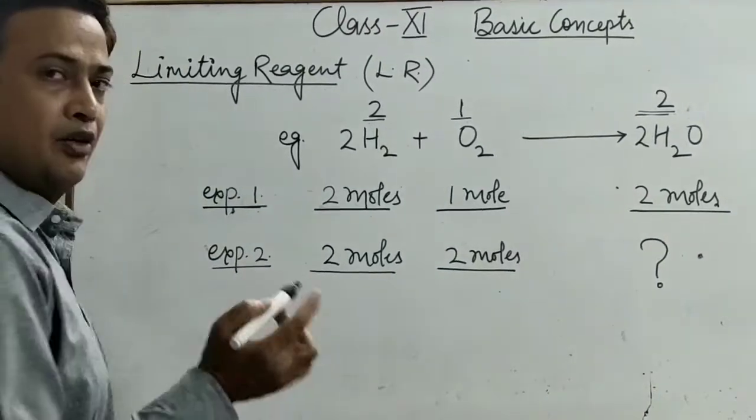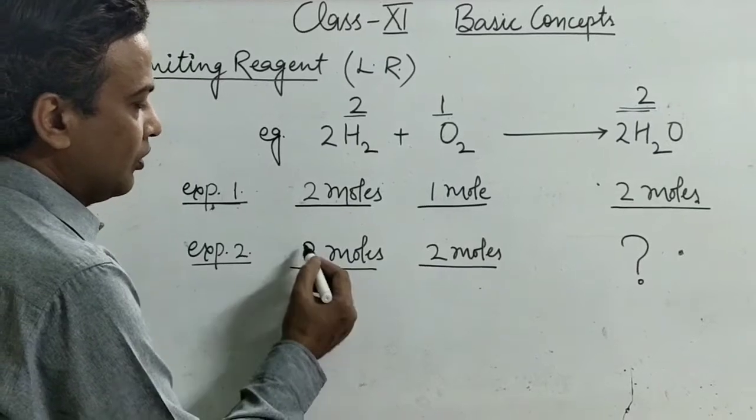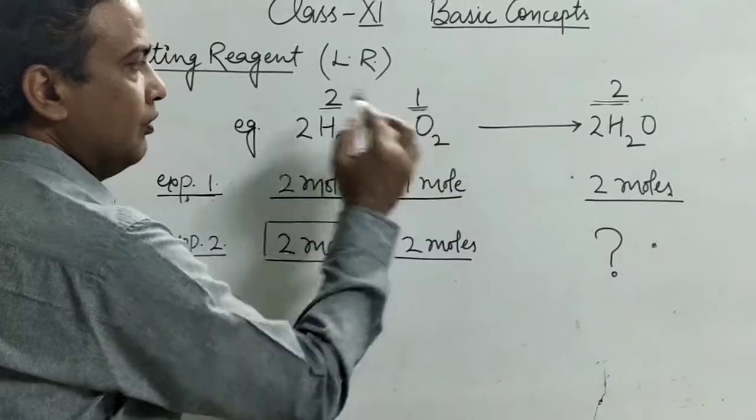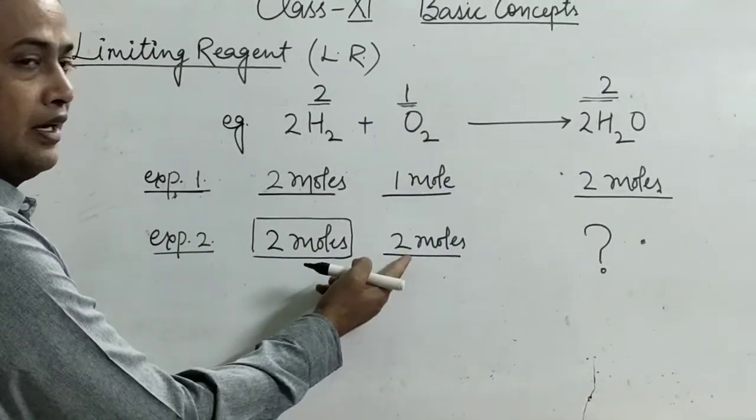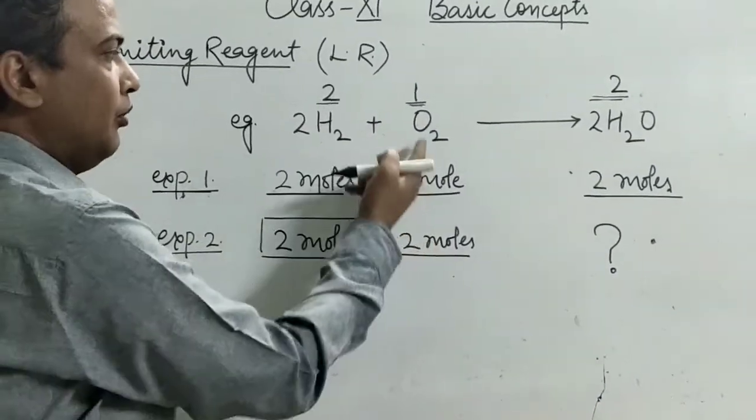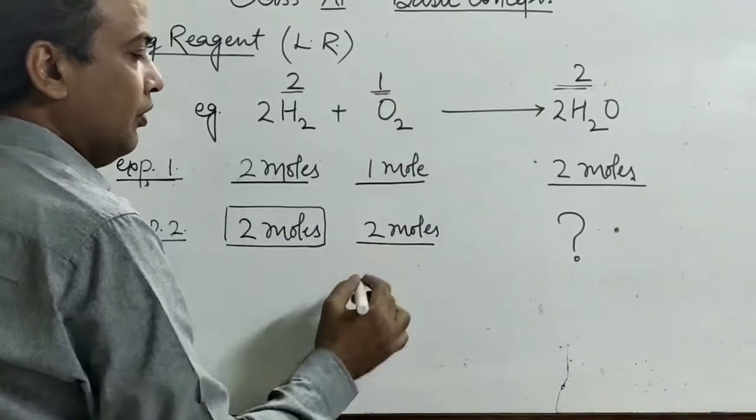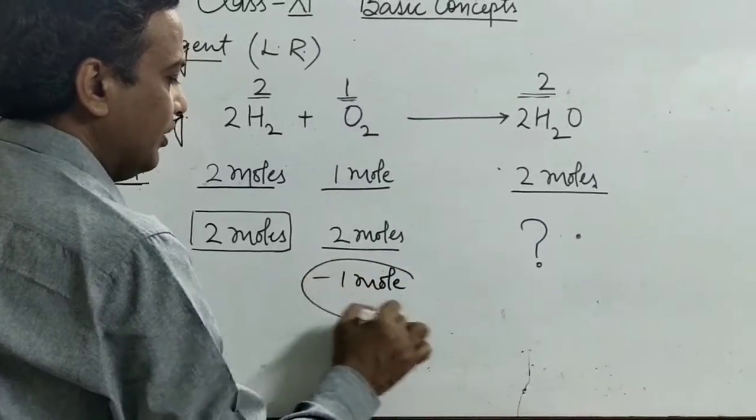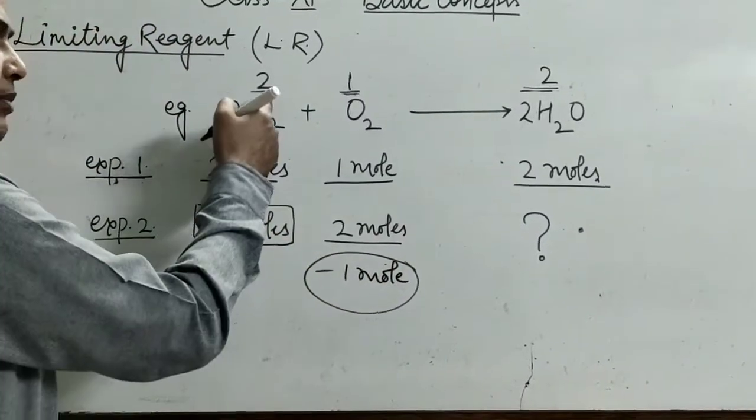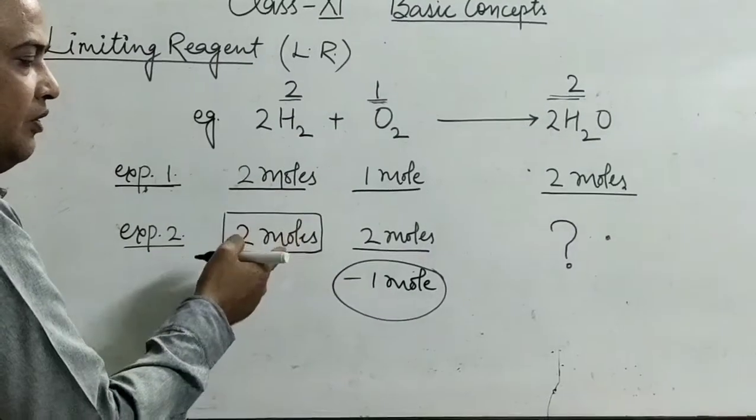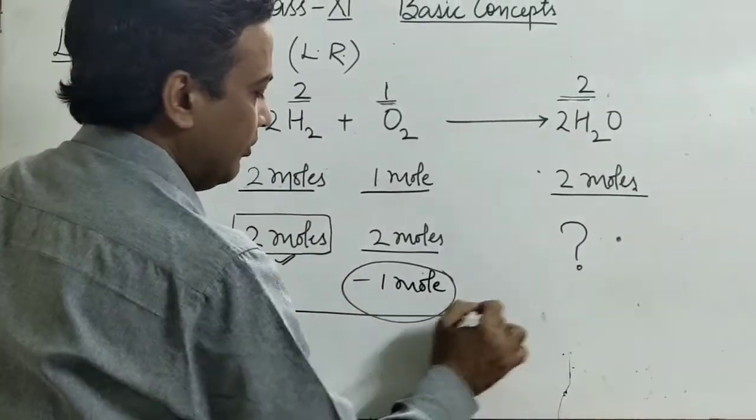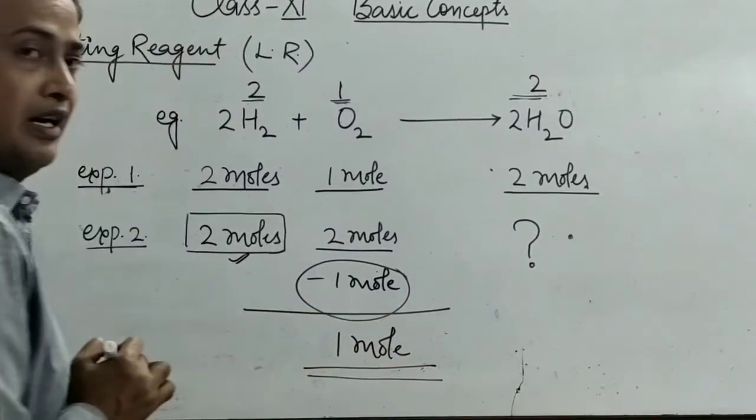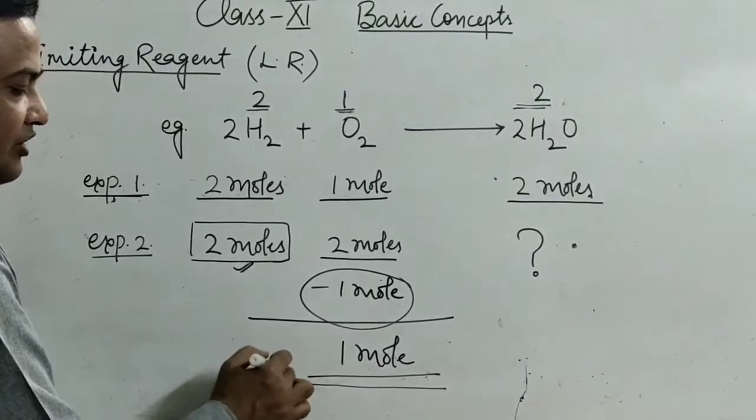Let's see experiment 2 again. When you have taken 2 moles of H2, it has to react only with 1 mole of O2. But we have taken 2 in the container. So out of 2 moles of O2, 1 mole of O2 will react. So how many moles of O2 are reacting with 2 moles of H2? Same as suggested by stoichiometric coefficient, 1 mole. And 1 mole of O2 remains unreacted in the container. It is present in excess amount.